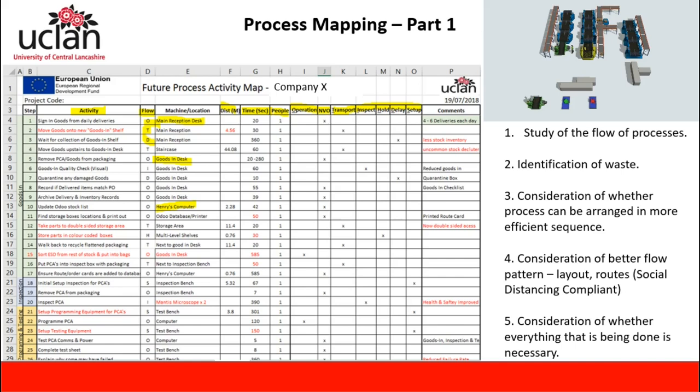So we've studied the identification of waste. We've then created this future process activity map highlighting this. We've considered whether the process can be arranged in a more efficient sequence. We've considered whether there's a better flow pattern, layout or routes, also including social distancing. So as you can see, we can observe where the people are walking and when they come into contact with each other. And also consideration of whether everything that is being done is absolutely necessary.